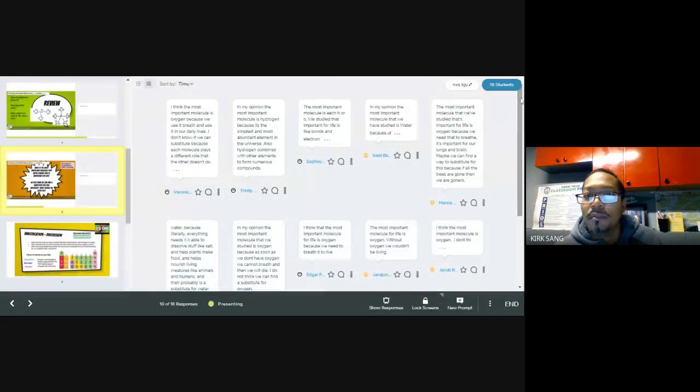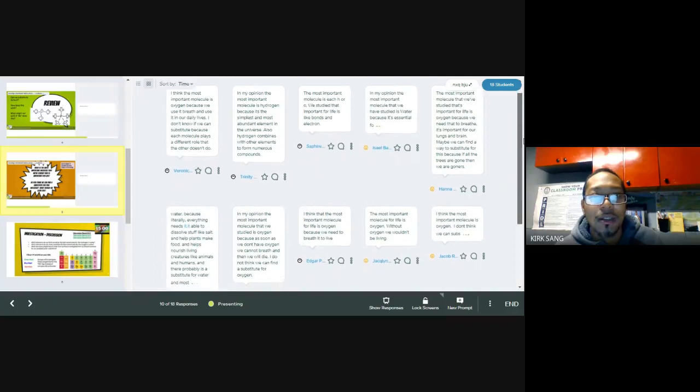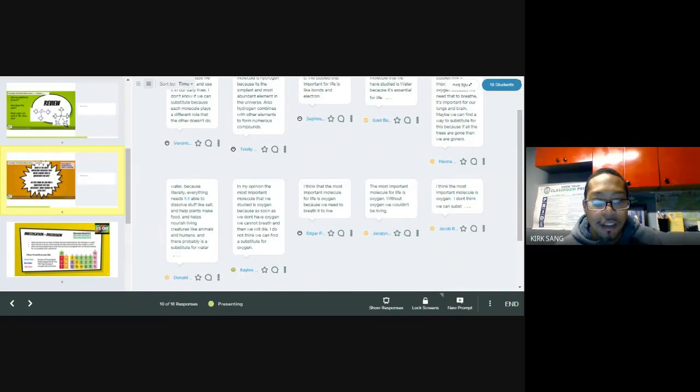Is it one of those molecules? Which molecule has been so important for life that we've been studying so far? Isel said somewhat. Are there some organisms that can survive without oxygen? All right, looking in the chat. Water, because literally everything needs it. Everything. Does everything need oxygen? Are there any organisms that can survive without oxygen?